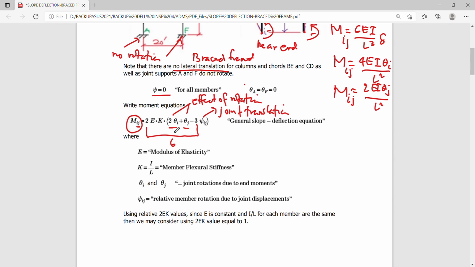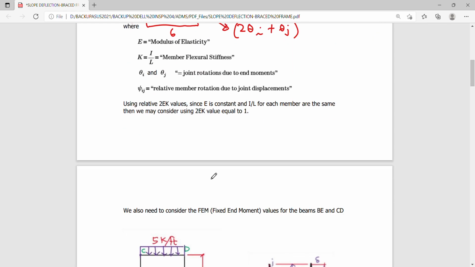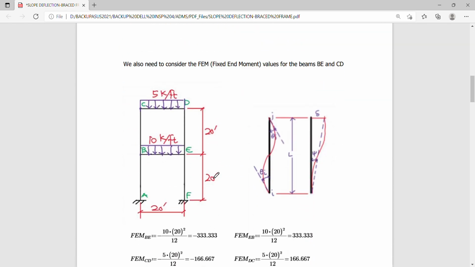Okay, so just remember the 2 theta I theta j minus 3 psi ij, but this time this will now be reduced to a much simpler formula, which is simply 2 theta I plus theta j without the need for considering the psi values because the psi for all the members are 0. In addition to that, which we have not done in our previous discussion on brace frame, is the consideration of your fixed end moment, which is due to the uniformly distributed load applied on beam CD and beams PE.